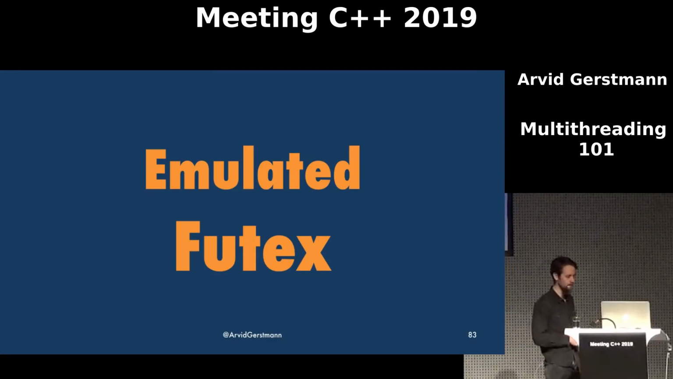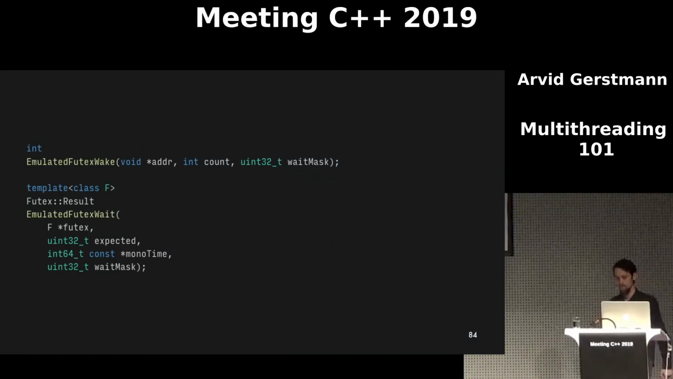So with that parking lot, we can now emulate our futexes. This means we have the futex interface on Windows, on Linux, on Mac, on Android, on iOS, on BSD, whatever you can think of. But we still need to build the interface for it. This is rather simple. We have emulated futex wake and emulated futex wait until, as a single function, because in this case I decided not to split it. If you set monotime to null, you can just indicate that there's no waiting.